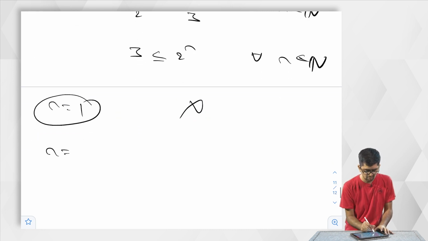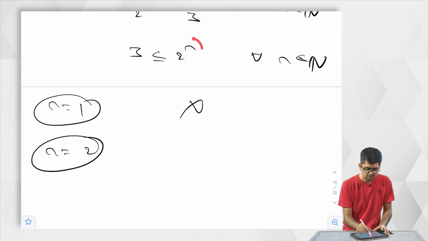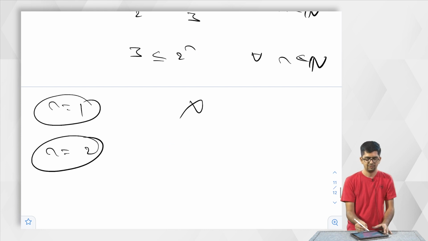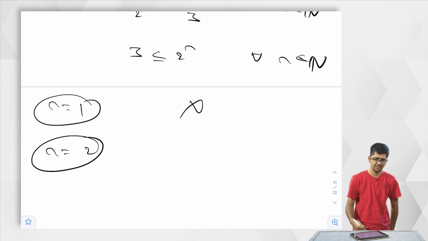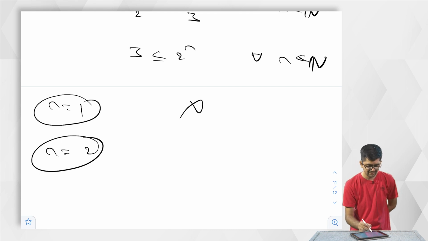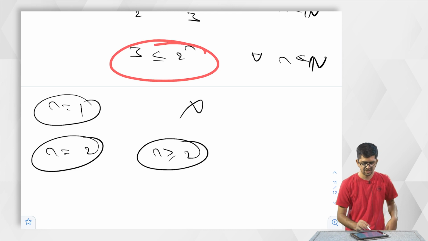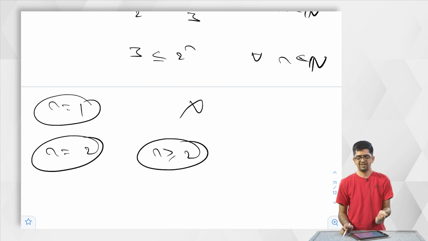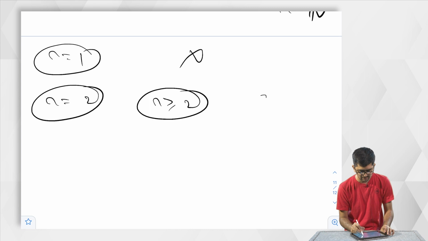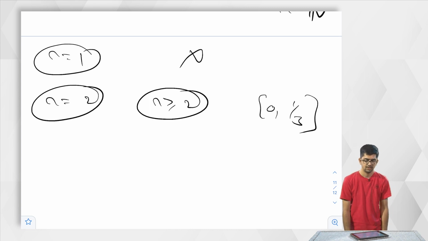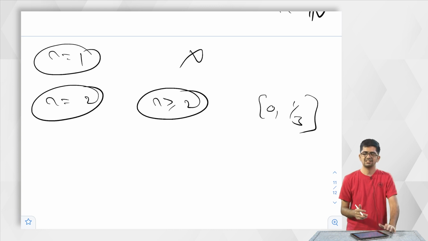What about n is equal to 2? For n is equal to 2, this is 4, which is greater than 3. Oh, this is correct. For n is equal to 3, that is 8, it is always true. Then one can use induction and see that for every n greater than or equal to 2, we have this condition. So except the first element, every element lies in this interval. Nice. So let us see if I can still reduce the bound by some amount.